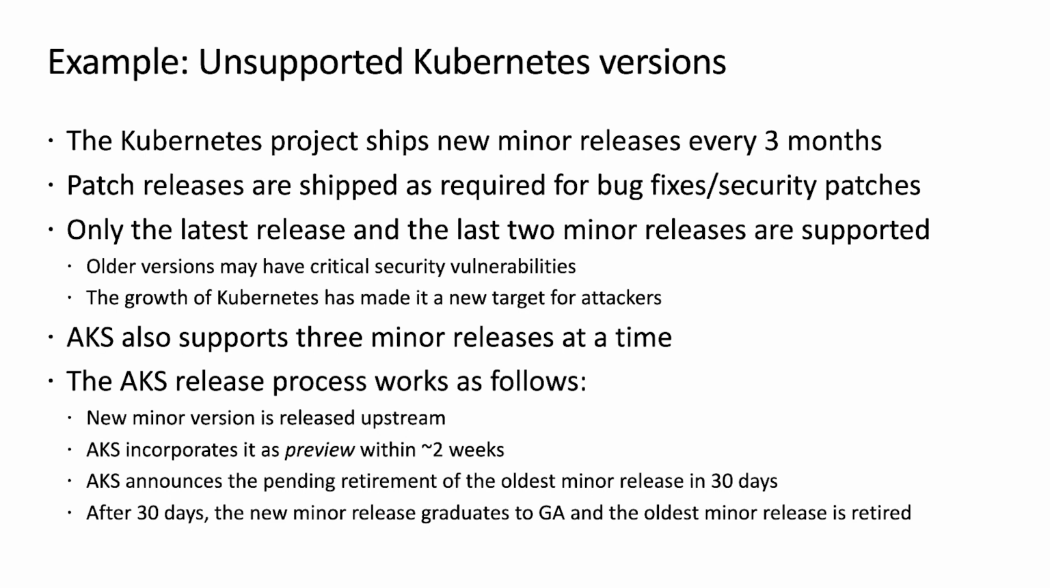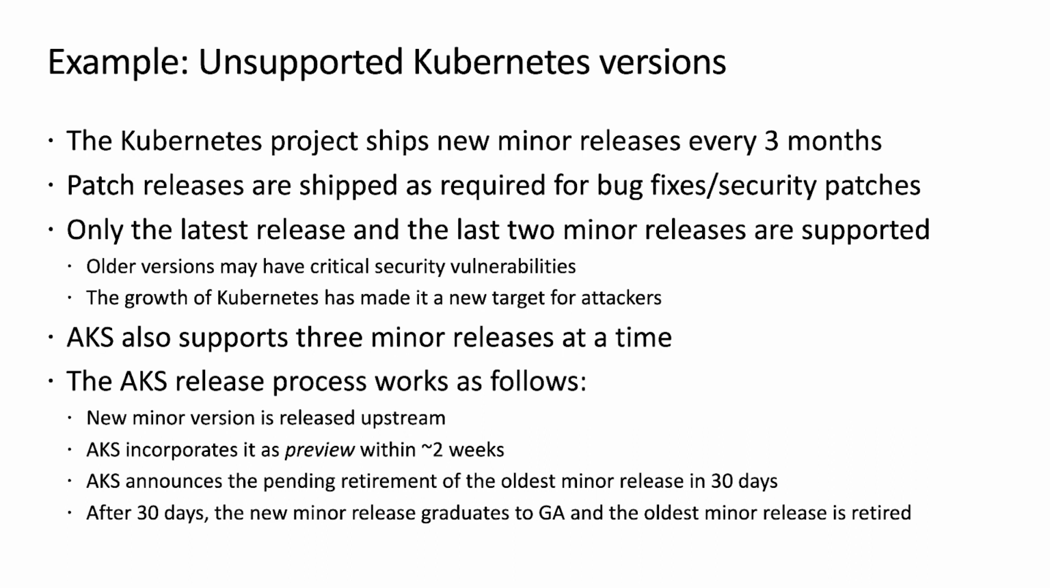So the Kubernetes project is fast moving. It is shipping new minor releases about every 3 months on a fairly consistent cadence. So the most recent release was 1.18 at the end of March. 1.19 is scheduled to be released at the end of June. So those are minor releases. Patch releases are then shipped as required for bug fixes and security patches. So this is 1.18.1, 2, and so on.